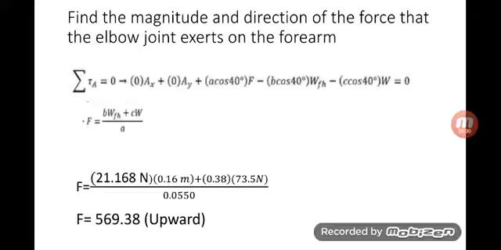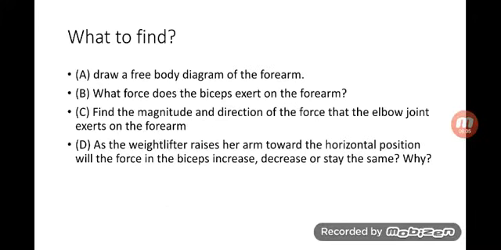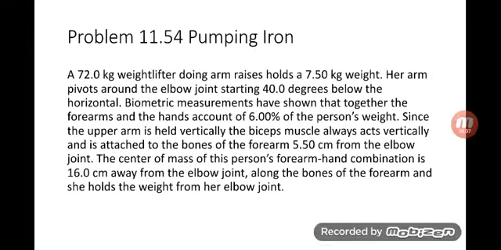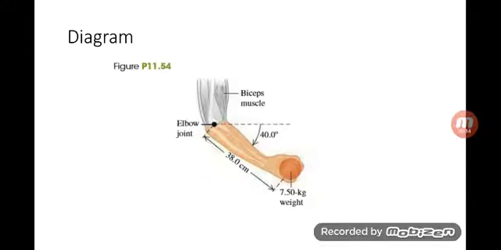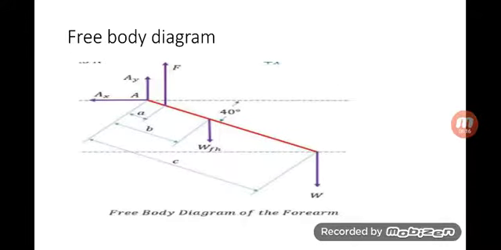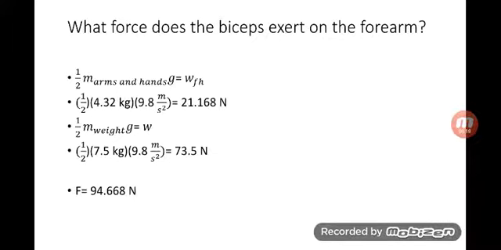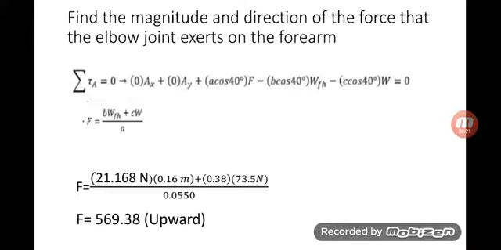First off, find what you're trying to find. Distance of the elbow joint to the forearm. Okay. Distance of the elbow joint to the forearm. Now, with all that said, once you manage to get the distance from the elbow joint to the forearm, you can now get the upward force, which is 5.39.38. It's upward because everything else is going downwards.